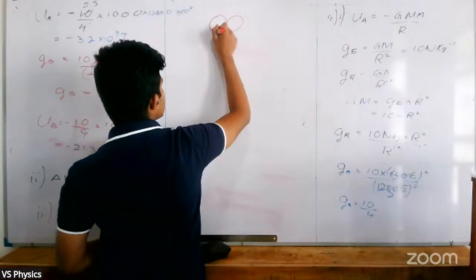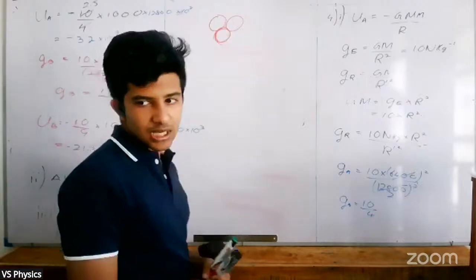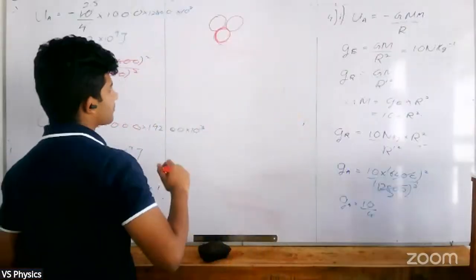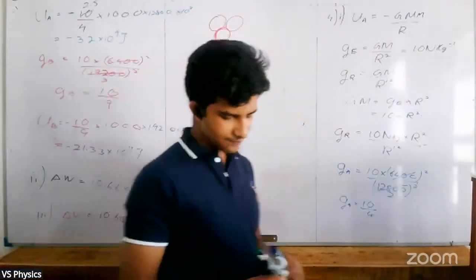We keep a sphere like this. We have kept three spheres like this. The radius is R, mass is M. Now there's a story in this.